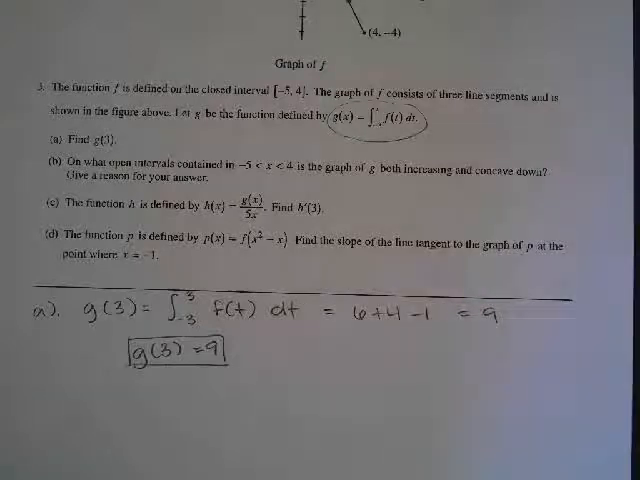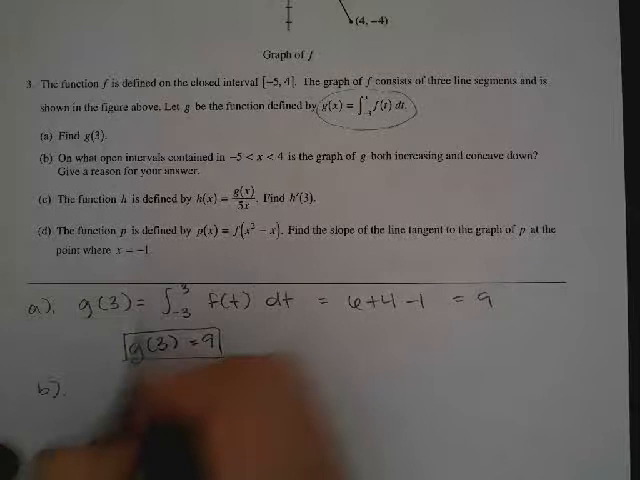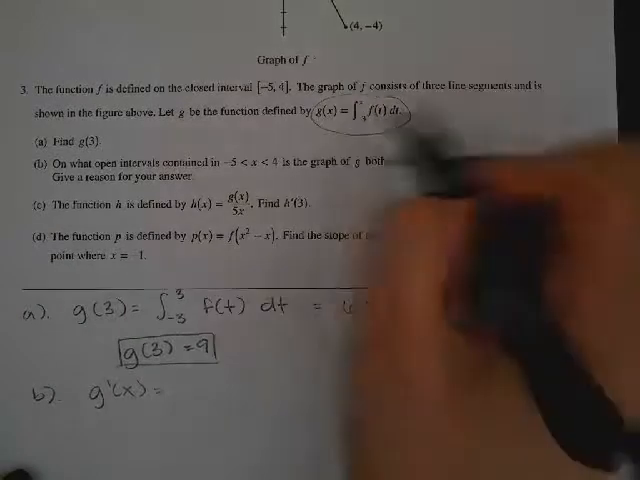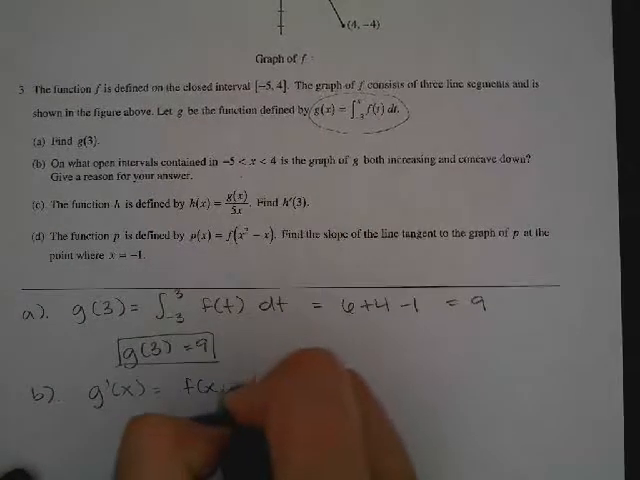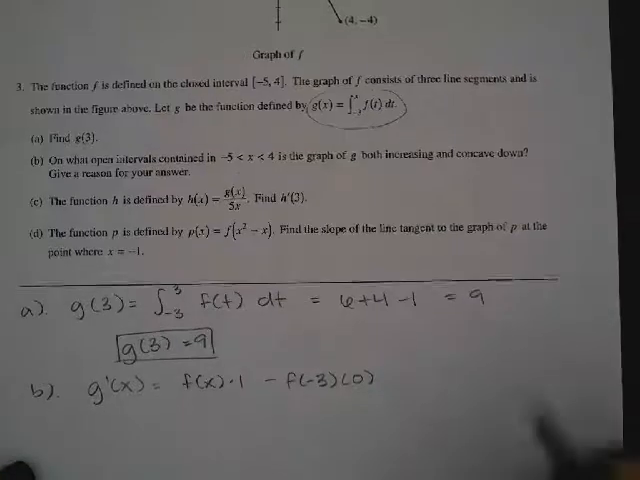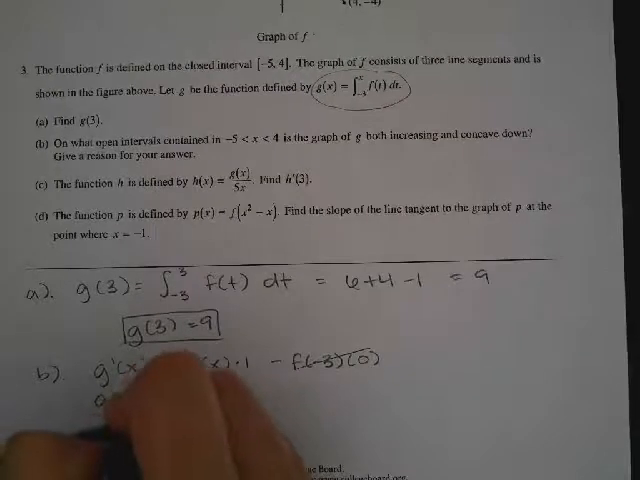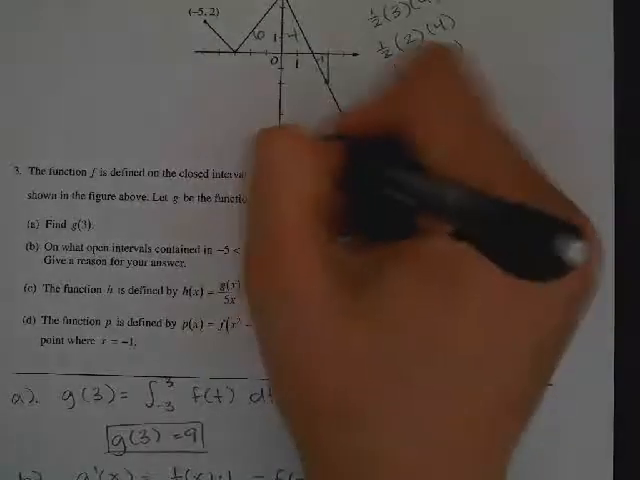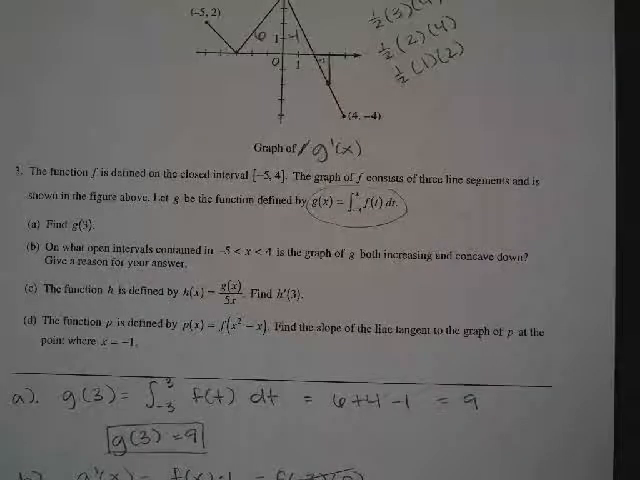All right, now on the next question they asked where g is increasing and concave down. For us to know that, we're going to have to get some more information, which means we have to figure out how f relates to g. So I'm going to use the second fundamental theorem of calculus and say g prime of x is f of x times 1 minus f of -3 times 0. And that goes away. So g prime of x is f of x. And so that means that this graph here is the graph of the derivative of g.